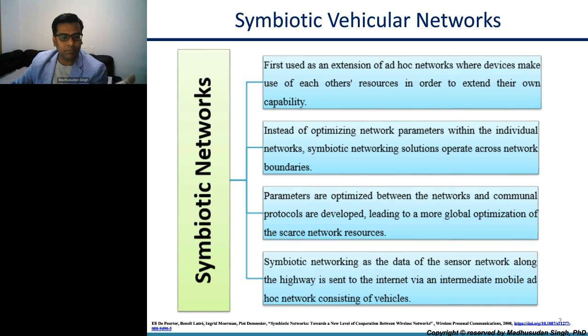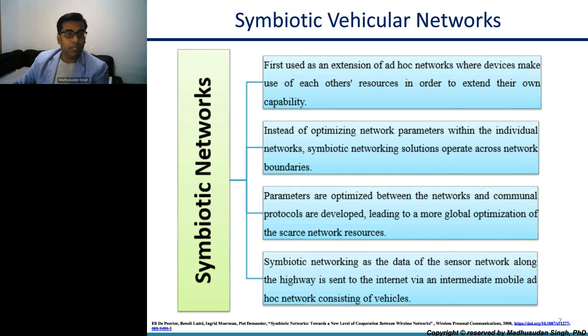For example, in a symbiotic network, the data of a sensor network along the highway is sent to the internet via an intermediate mobile ad hoc network consisting of vehicles. So they self-manage their network to vehicles with the help of network communication channels.